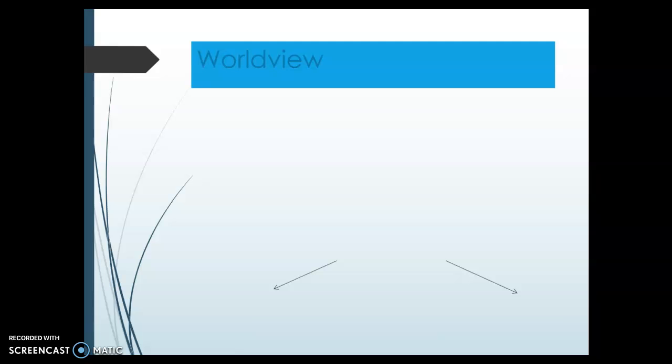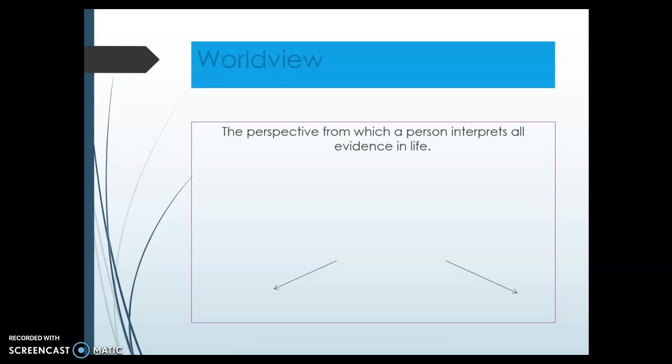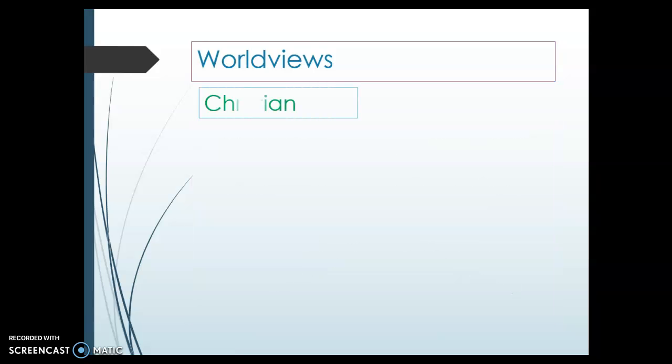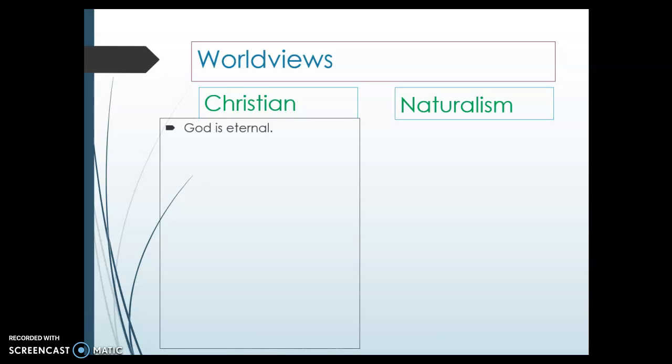presuppositions. Presuppositions then come from our worldview, and our worldview is the perspective from which a person interprets all evidence in life. From a Christian perspective, there are only two worldviews from which to choose, the Christian and the non-Christian worldview. Let's talk about these two, Christian and naturalistic worldviews, the most common worldview among scientists. The Christian worldview holds to these presuppositions.